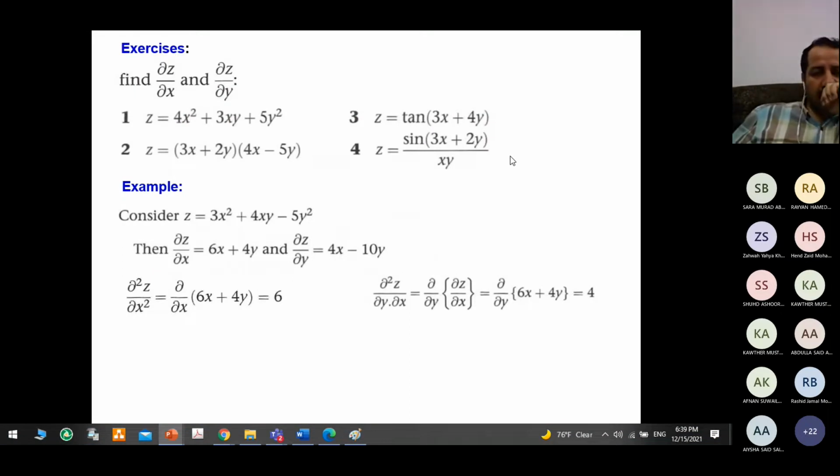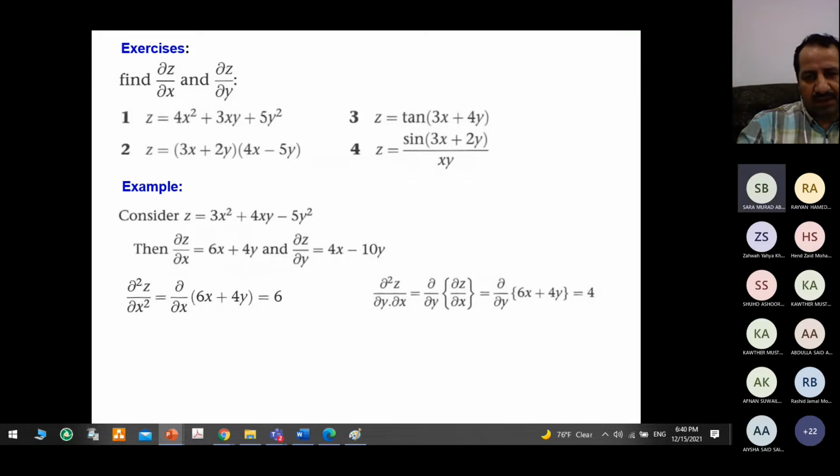Let me give you a hint about the next two questions, 3 and 4. For 3, what do you think the idea is? It is tan. What should we do? Do you have an idea, or shall I give you the idea? Tan 3x plus tan 4y. No, just a minute. Tan is sine over cosine, right? So you have a fraction, like u over v, right? You do it like this. Easy? Okay.